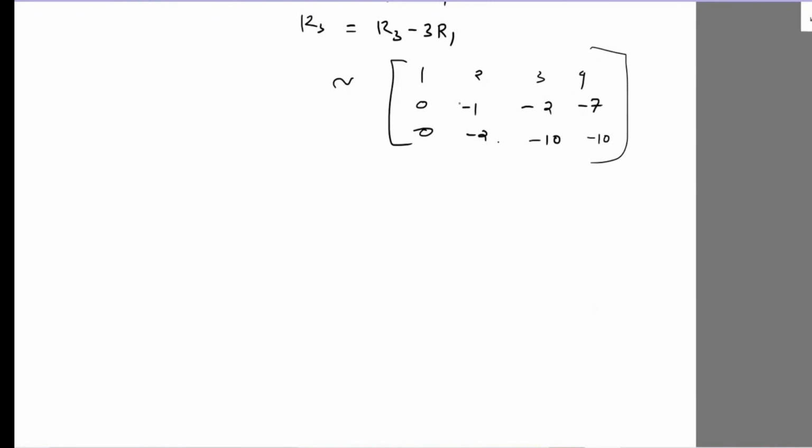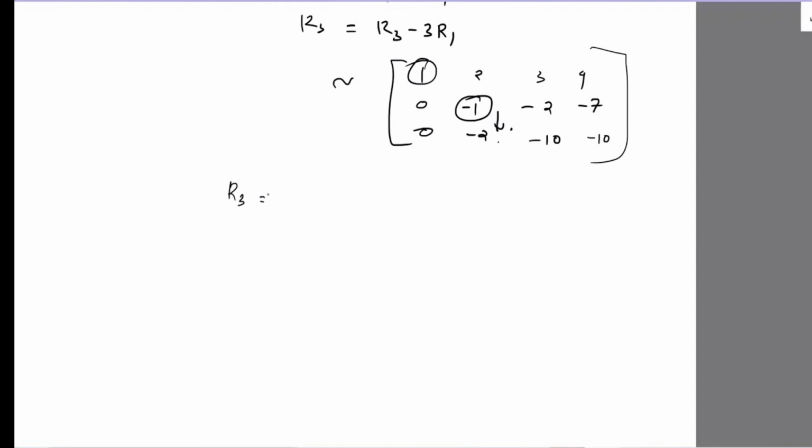Now what is the next step? As usual, we will mark the second leading coefficient. Here the first leading coefficient is 1, and we have made all the entries vertically down as 0. Now we will move on to the next leading coefficient, which is minus 1, and we can make all the entries vertically down as 0 using the second row. So what will be the operation?